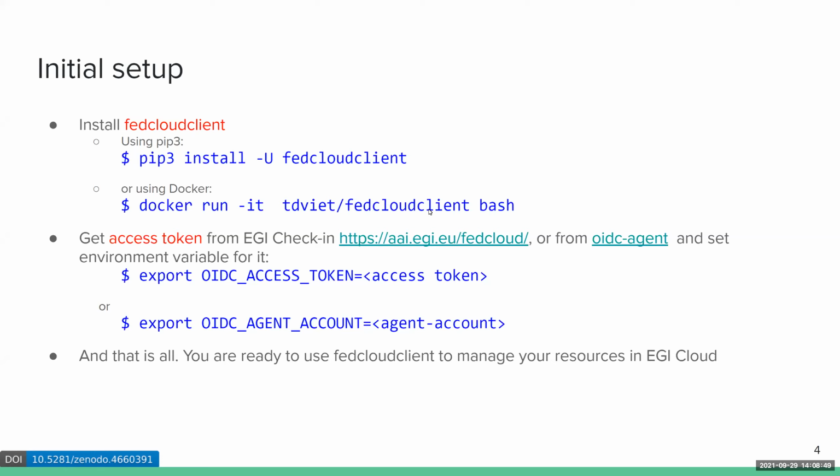For working with EGI Cloud Federation, you would need an access token, and you can choose to get the access token from EGI Check-in via this link, or you can use the OIDC agent to remember and keep the access token in a safe key and then provide this. So you can choose to export the access token directly or use this OIDC agent account. And that's it. You can start to use FedCloud to manage resources in EGI Cloud.